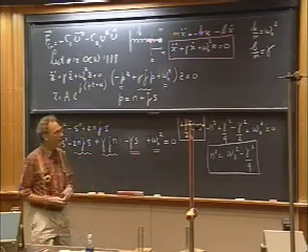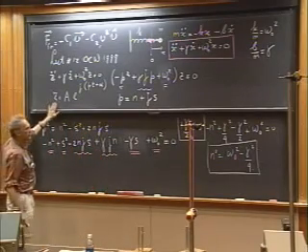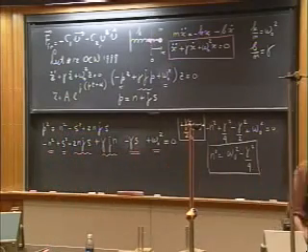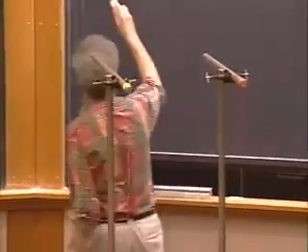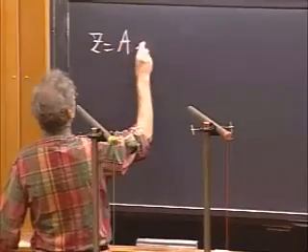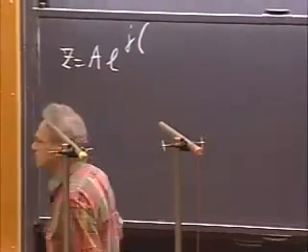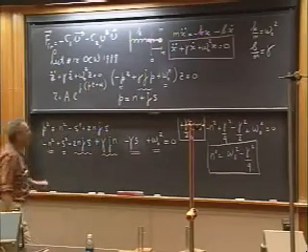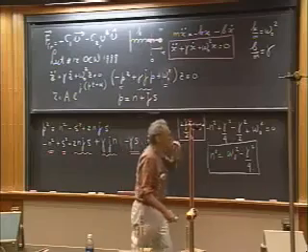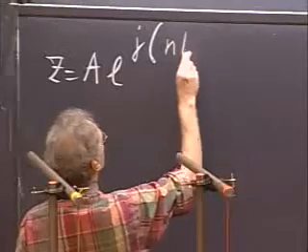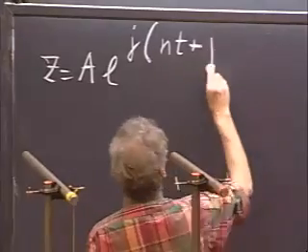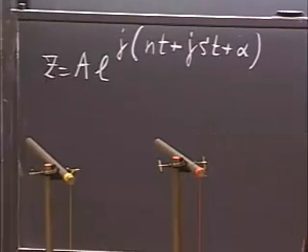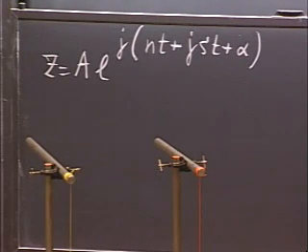And so now I can go back to my trial function, and I can substitute the values that we have found in that complex function. So we get z equals a times e to the power j, and now we have to put in pt plus alpha. But p is n plus js. So nt plus jst plus alpha. Yeah, I go slowly, I don't skip too many steps.